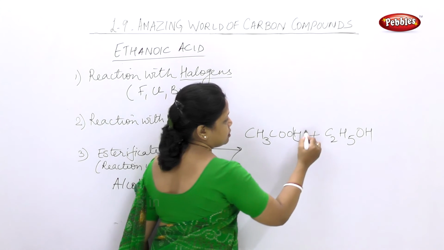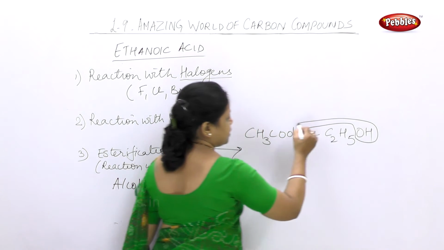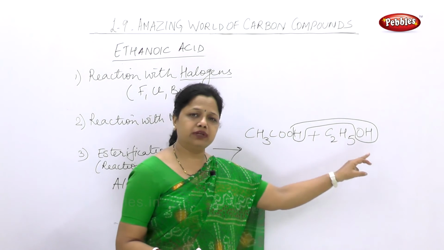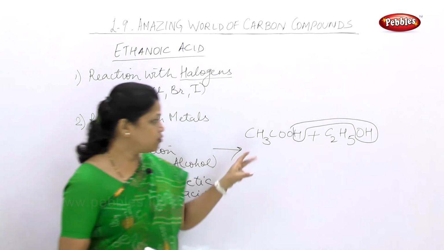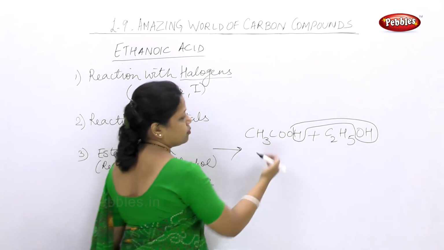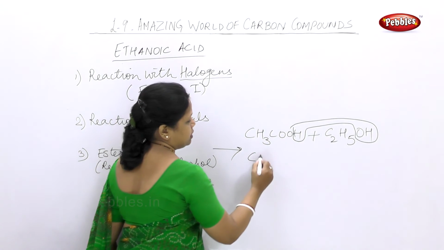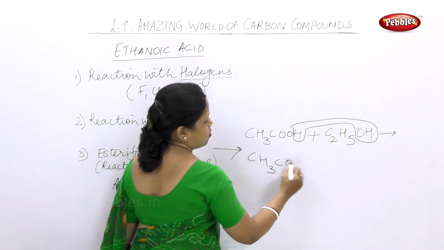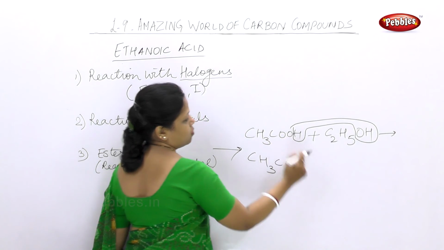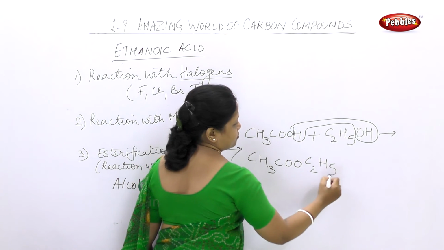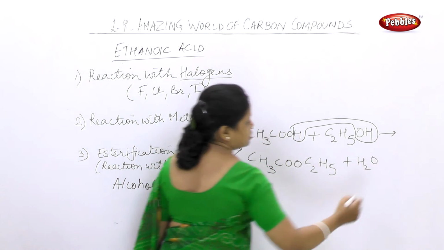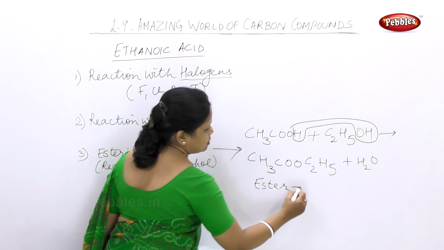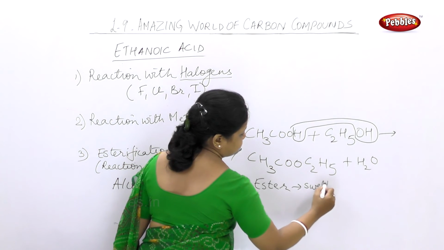This hydrogen and this OH group separate. Now when they separate, obviously H and O, that means it is going to form water. But what about the main product? The main product formed is not whatever is left, you have to write CH3COO, C2H5 plus H2O. This product is formed, which is called an ester, and it is a sweet smelling liquid.